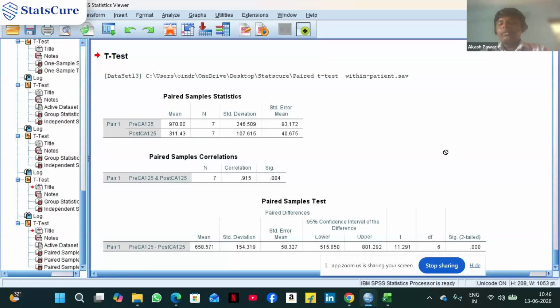The t value is again calculated, the DF is again calculated, and the last is the two-tailed significance P value. It tells us that there is a significant difference between pre and post CA 125 levels in ovarian cancer patients. You can make this assumption from this.